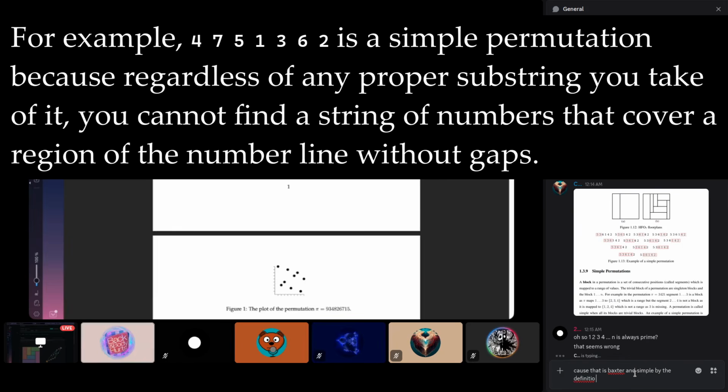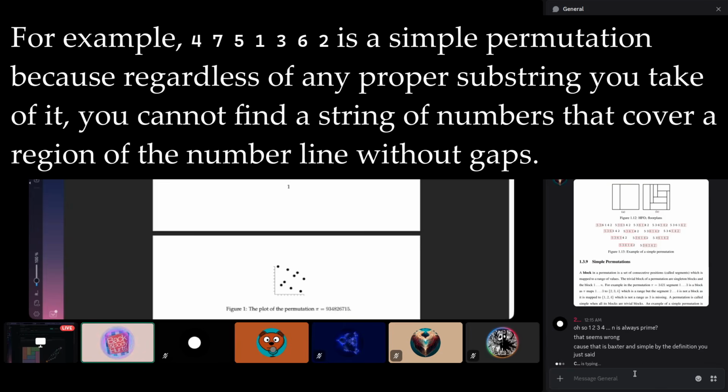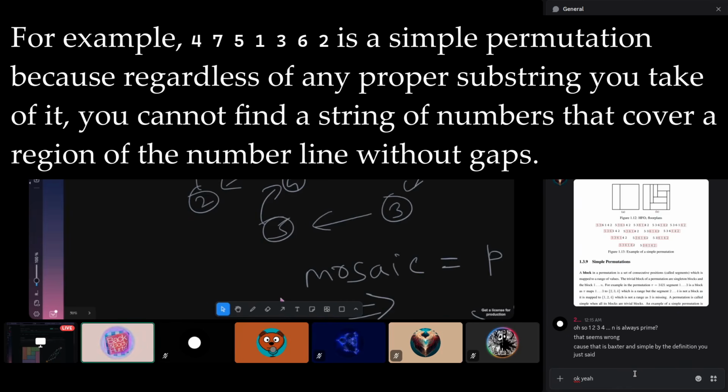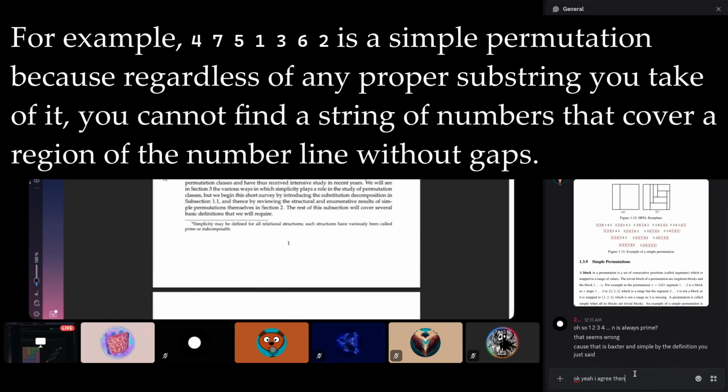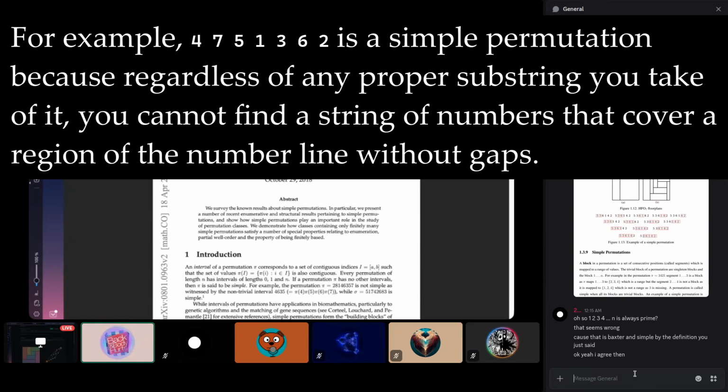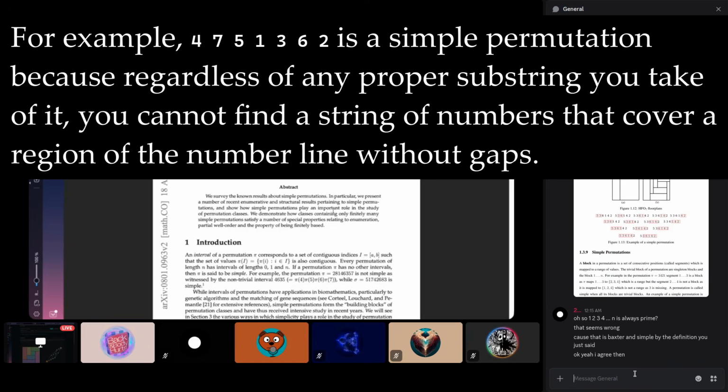No, 1, 2, 3, 4 is definitely not prime. Then 1 maps to 1. It's a single cycle. We don't want single cycles here. It needs to be one particular cycle. So let's look at actual simple permutations.